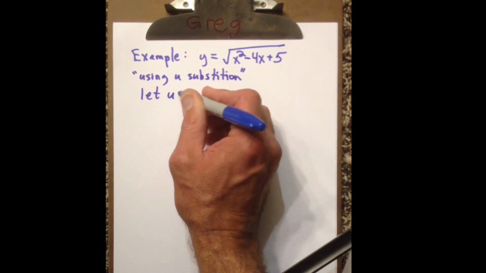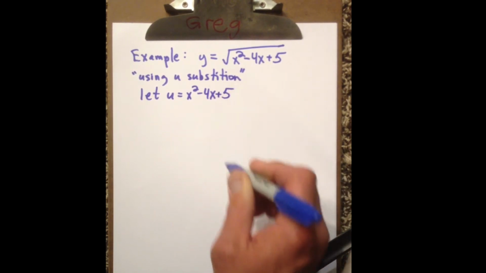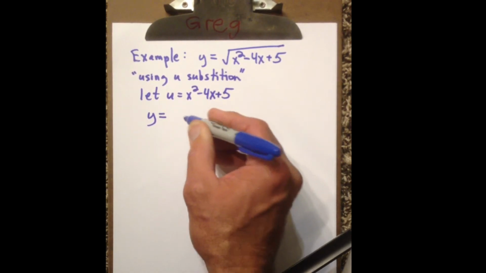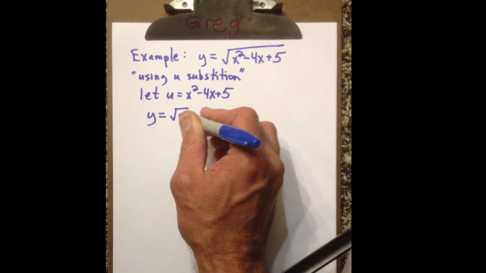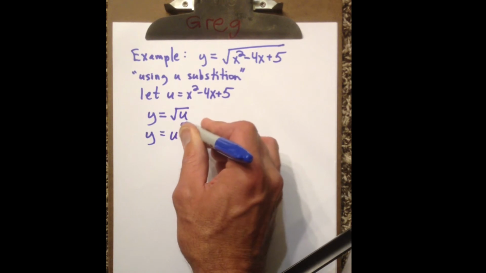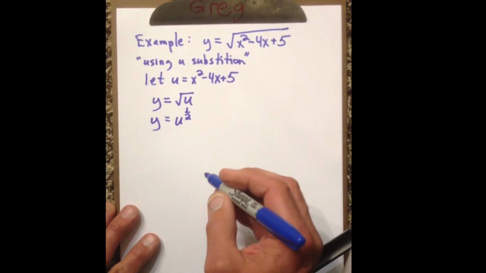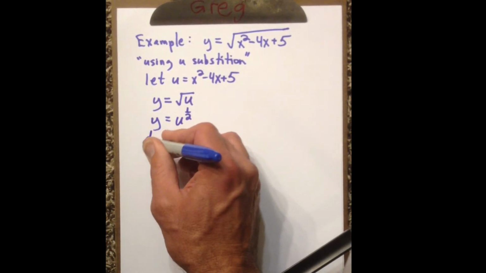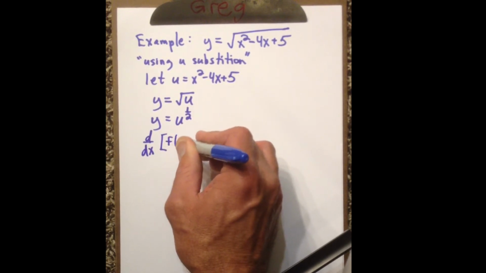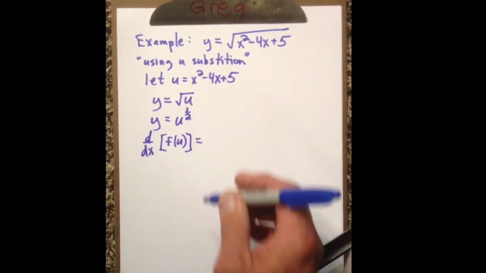Let's define U as the part that is under the square root, because then we actually have a simpler looking function. So now instead of y equals the square root of x squared minus 4x plus 5, we have simply y equals the square root of u. And as a power, square root of u is u to the 1/2. So now my derivative of that original function, so this is that d dx of u, or f of u, is the following. So my derivative now, or my y prime, is the derivative of u to the 1/2, but there's two parts to that.